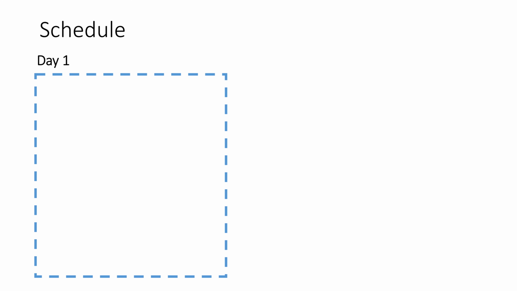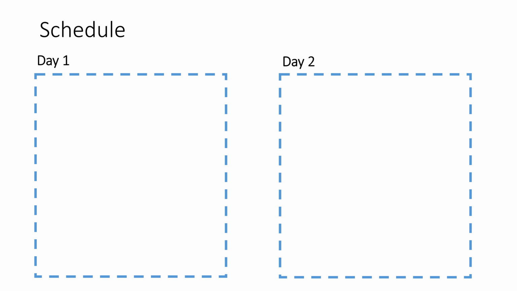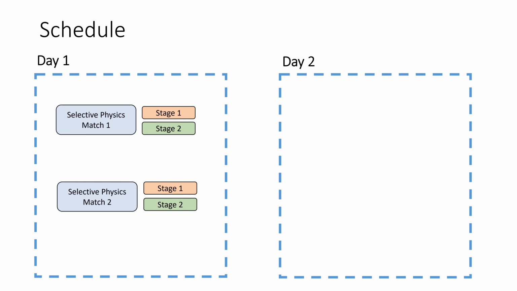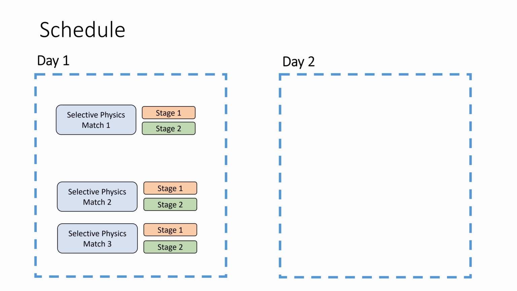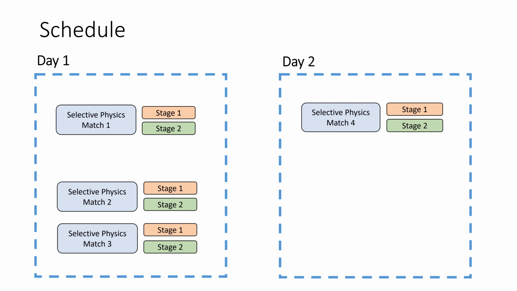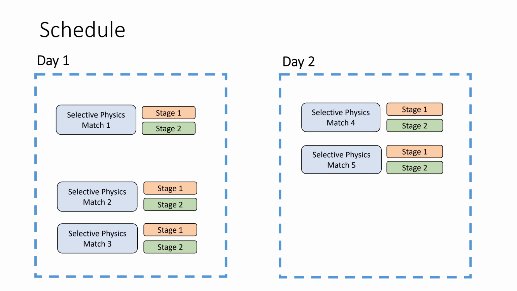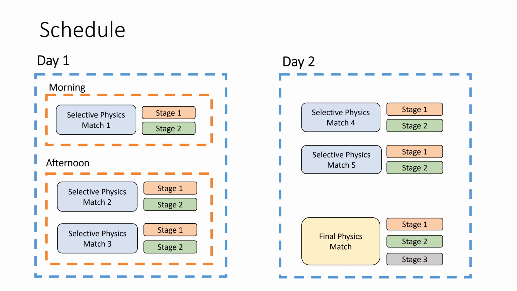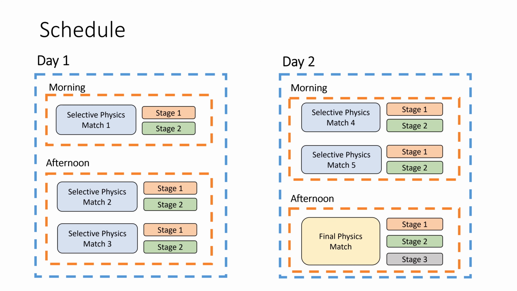The CaYPT runs for 2 consecutive Saturdays. During the 2 days, 5 selective physics matches and 1 final physics match are held. All teams compete in all 5 selective physics matches, and 3 teams with the highest cumulative selective physics match scores compete in the final physics match. Jurors have the option of judging in units of half days. Each selective physics match is approximately 2 hours long, and the final physics match is 3 hours long.